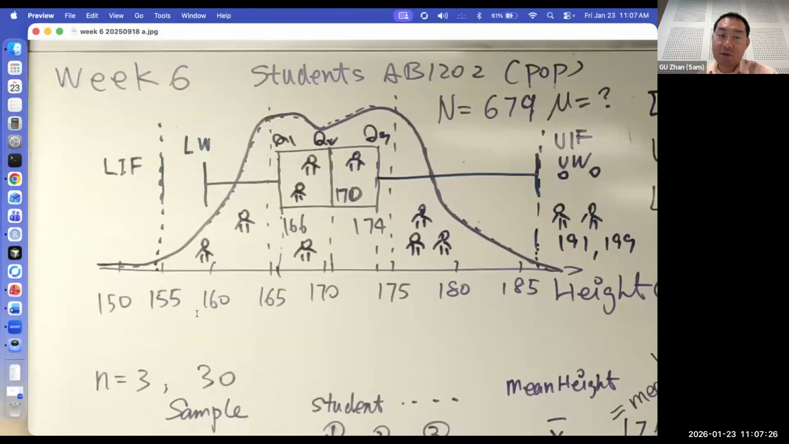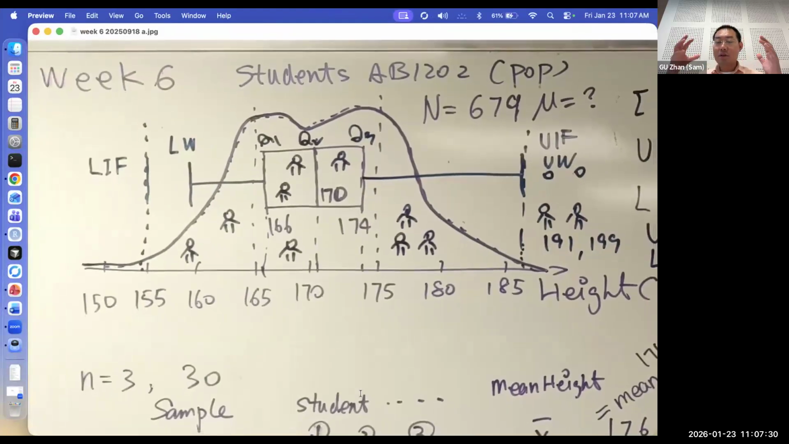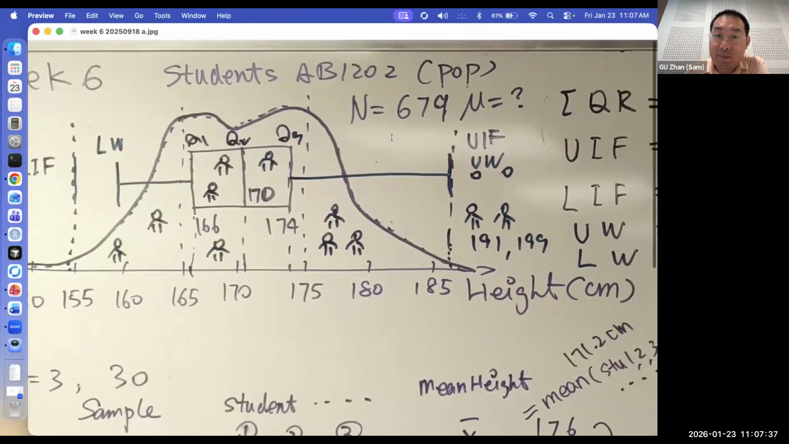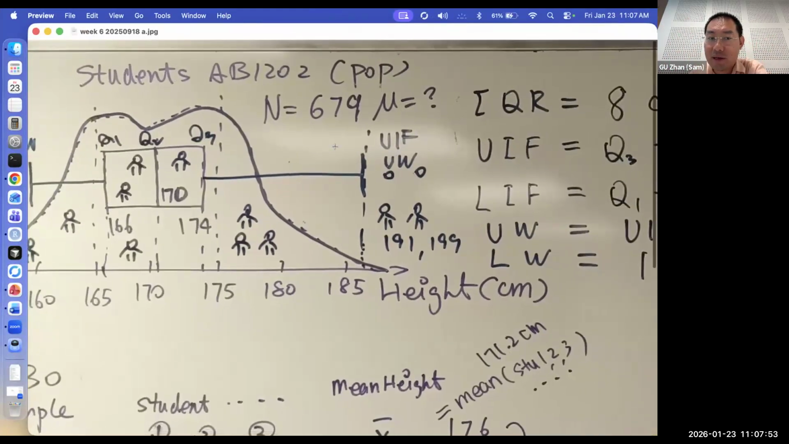Okay, so next I'm going to give you an explanation of the central limit theorem. Assume for this cohort of students who are taking AB1202, the big N is 679. So there are 679 students in this cohort taking the AB1202. Big N stands for the population size. Okay, population size.